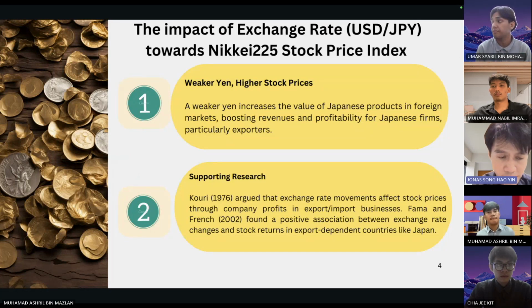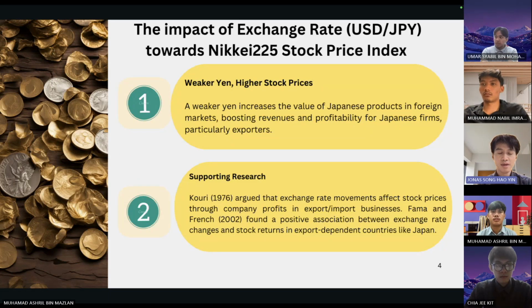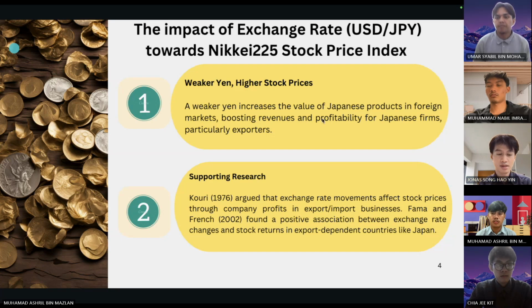Thank you, Ashriel. My name is Jonas, and I'm going to talk about the impact of the exchange rate on the Nikkei 225 stock price index. The connection between the USD/JPY exchange rate and the Nikkei 225 is crucial to Japan's economy. After reading some journals, we found that when the yen weakens against the dollar, Japanese exports become cheaper and more competitive globally. This helps export-focused companies earn more and pushes their stock prices higher. Research from Korea shows that exchange rates impact company profits, while Fama and French found that a weaker exchange rate boosts stock markets in export-heavy countries such as Japan.